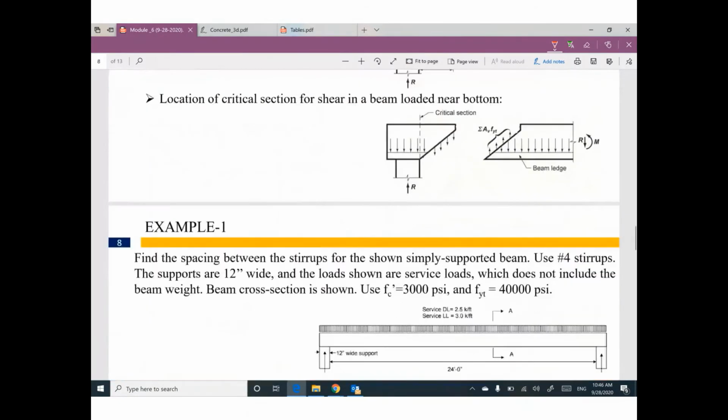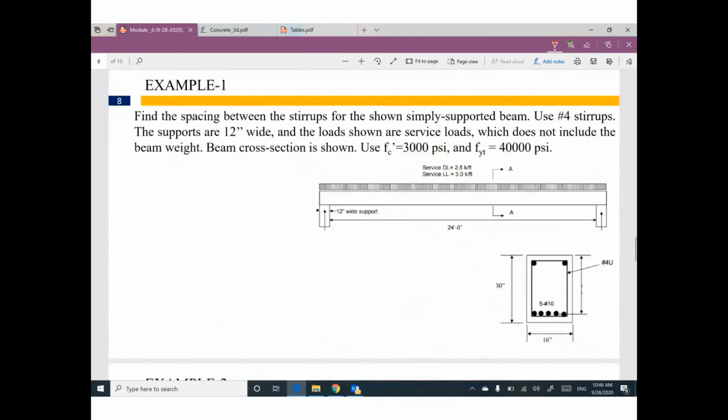Let's do this example first. This one. Example number 1, step by step. We have a beam, and this beam has a dead load equal to 2.5, but this dead load does not include the weight of the beam.